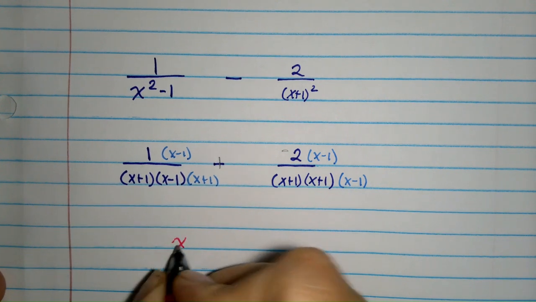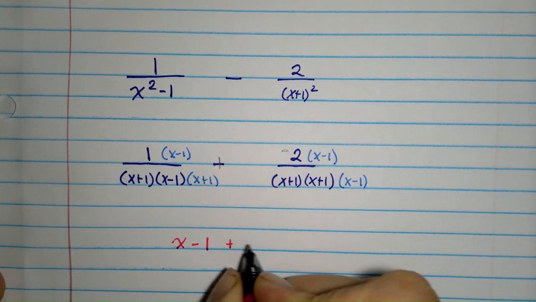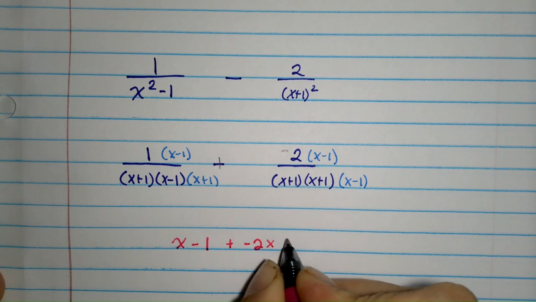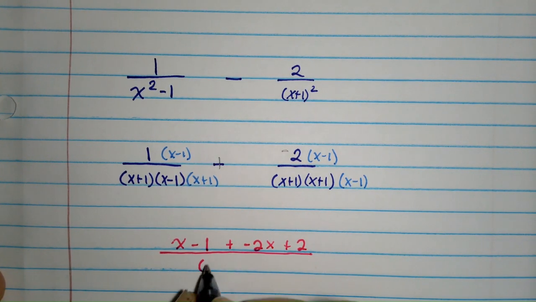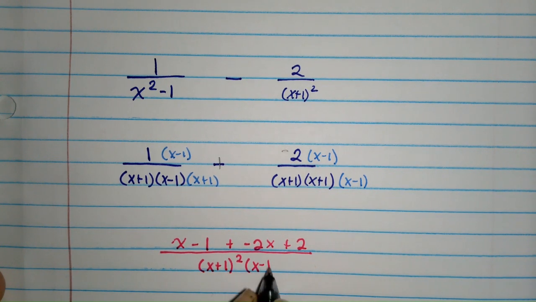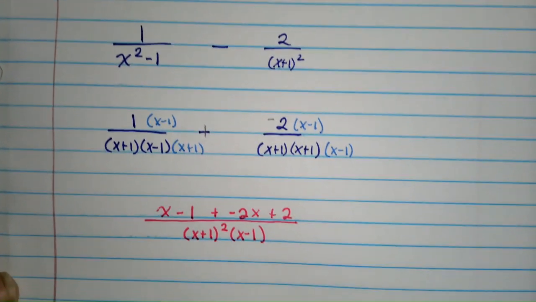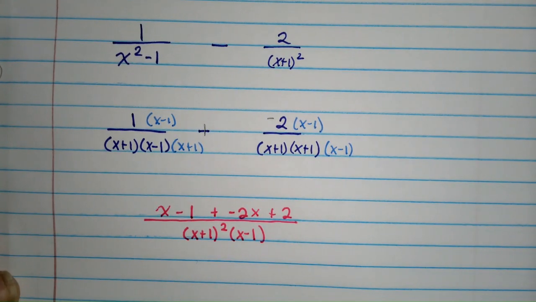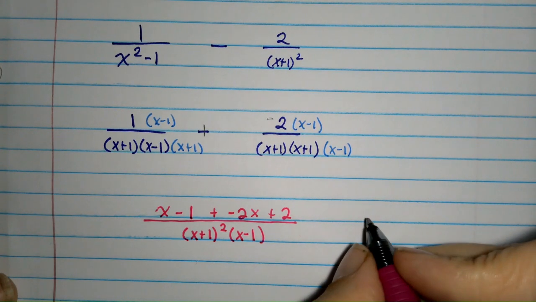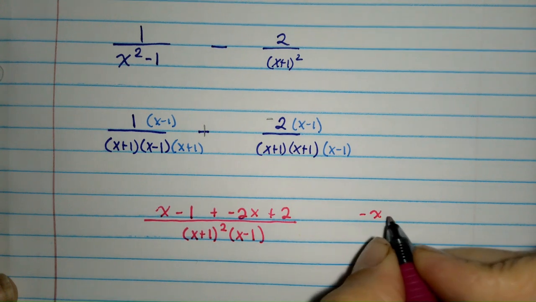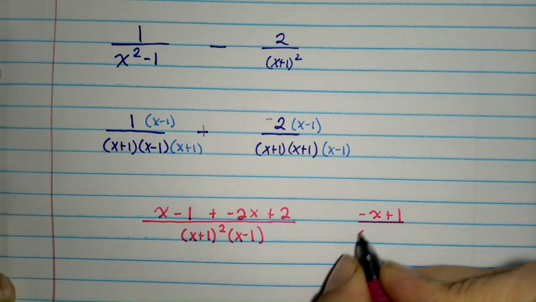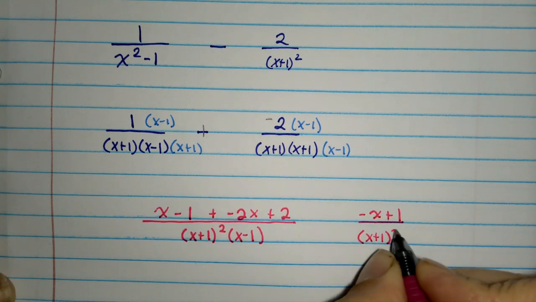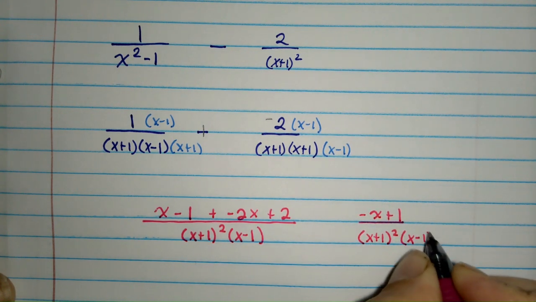We'll have x minus 1 plus negative 2x plus 2 over our common denominator of, I'm going to shorthand it here, x plus 1 twice, x minus 1. So I went ahead and actually did the distribution step right there. Now we can combine like terms, negative x plus 1 over x plus 1 squared, x minus 1.